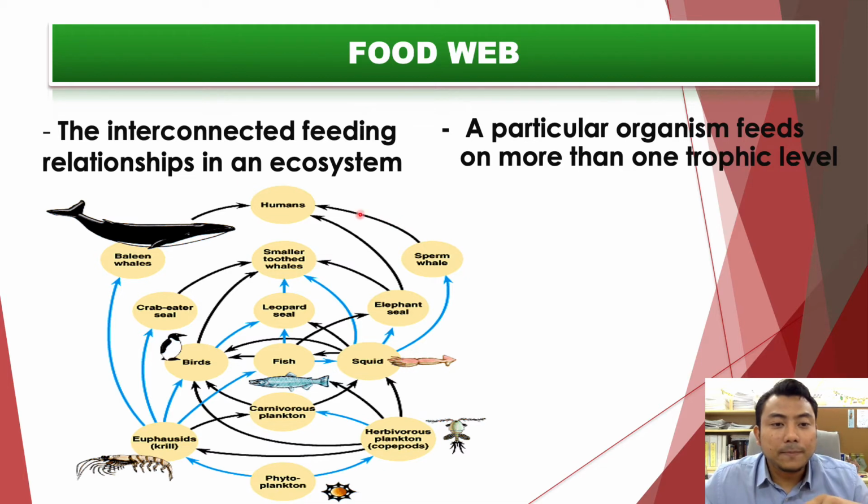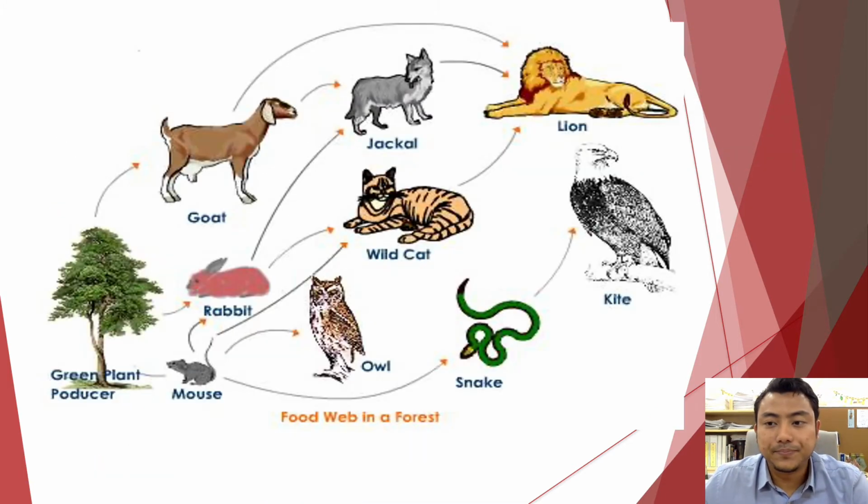So in one food web, definition here, it is the interconnected feeding relationships in an ecosystem. Dalam satu ekosistem yang sama, dia adalah interconnected feeding relationship. Maknanya yang ini berkaitan dengan ini, macam tu. A particular organism feeds on more than one trophic level. So maknanya ada juga organism yang dia feeds on more than one trophic level. Okay, maksudnya apa? So macam kalau kita tengok contoh, but this diagram is quite small, so maybe later we have a better diagram.